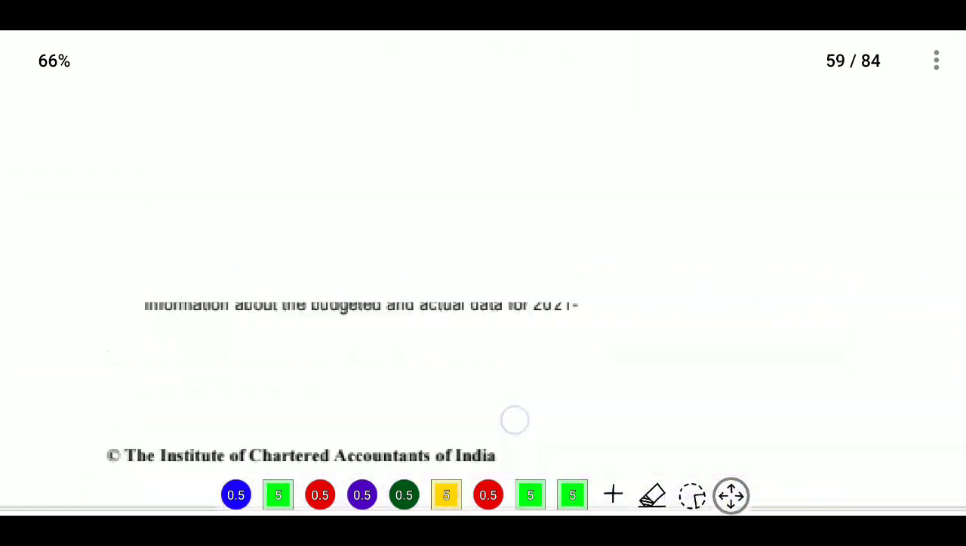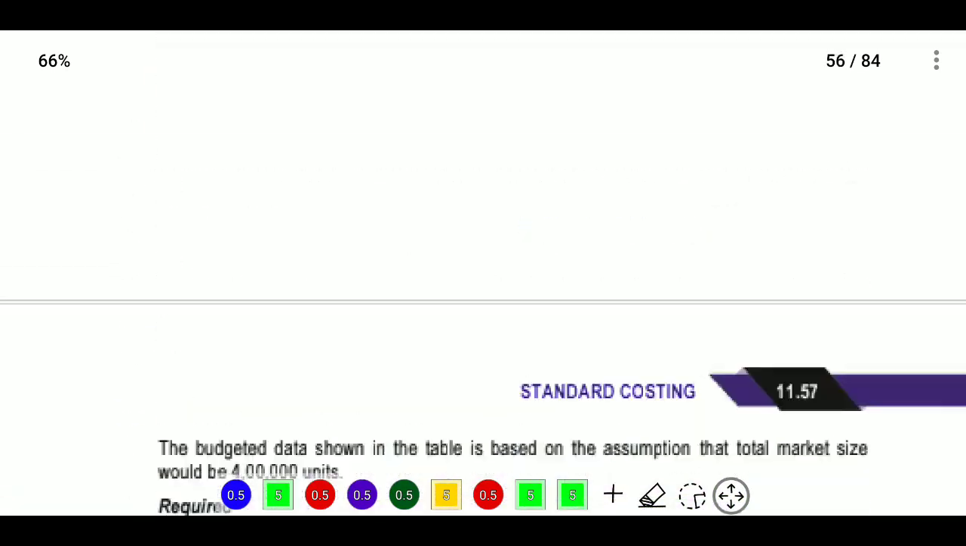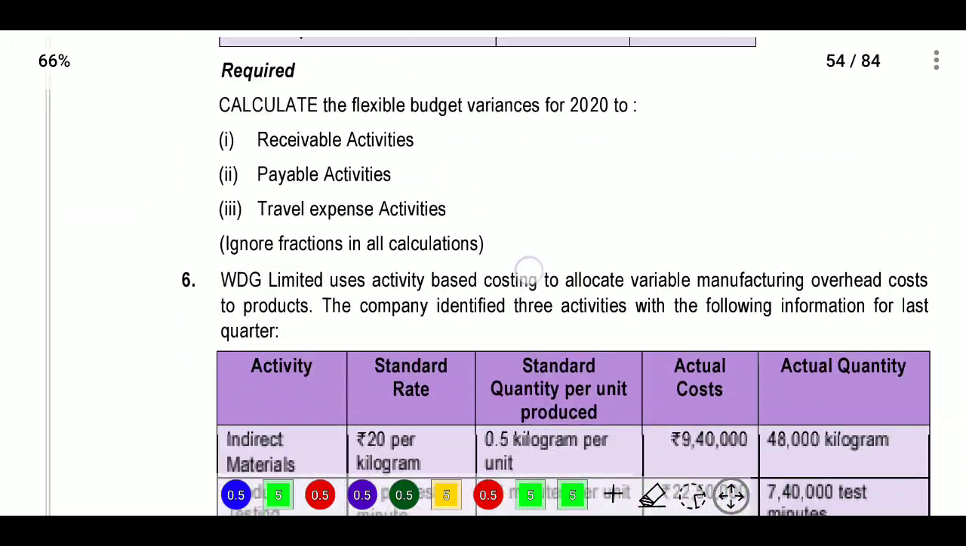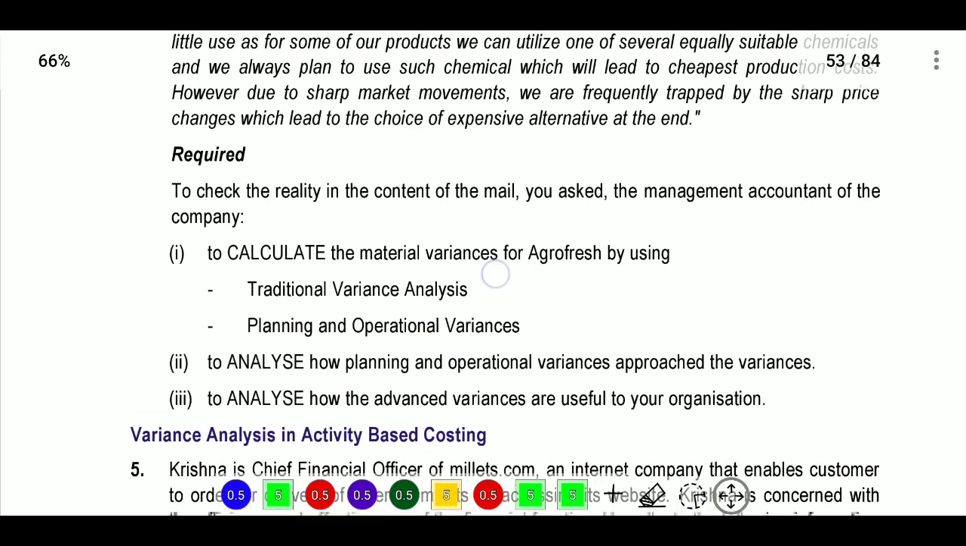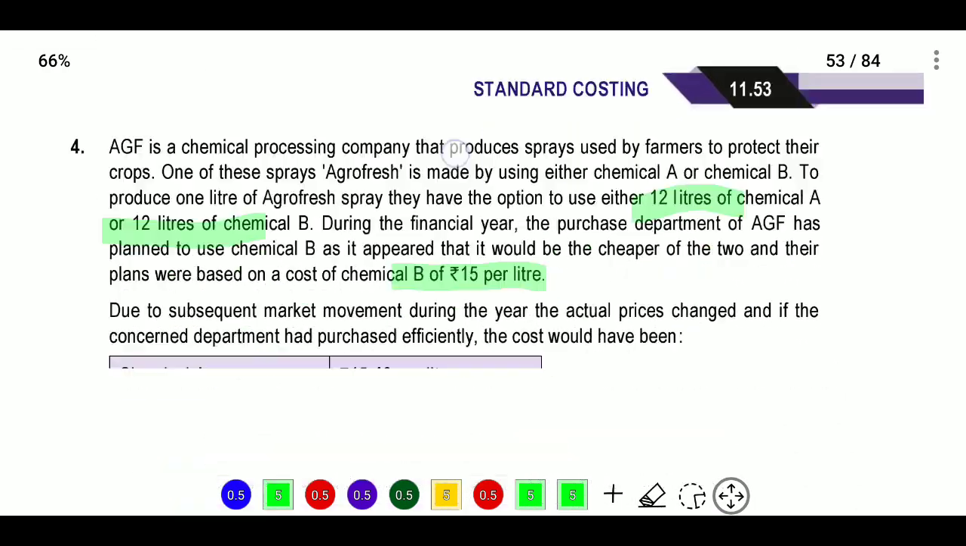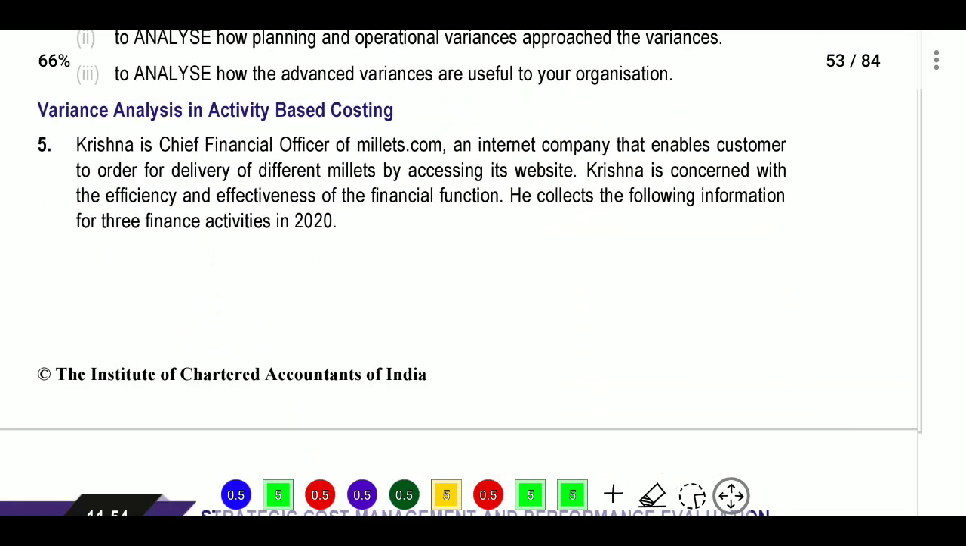Next question, which is question number... now the third question is completed. Now we will see the fourth or fifth. What is there in the fourth question? This is the AGF. We will discuss that one later. Fifth one, Krishna chief controller. Fifth one also we will discuss later.